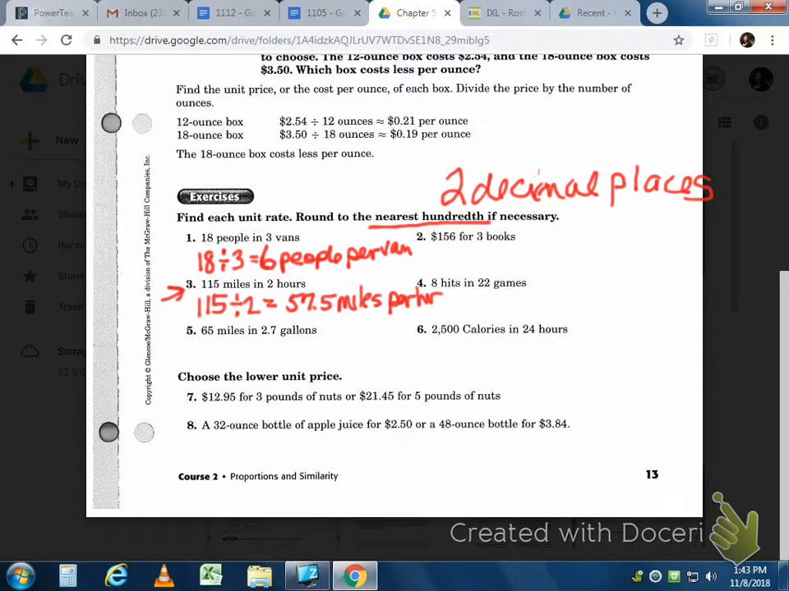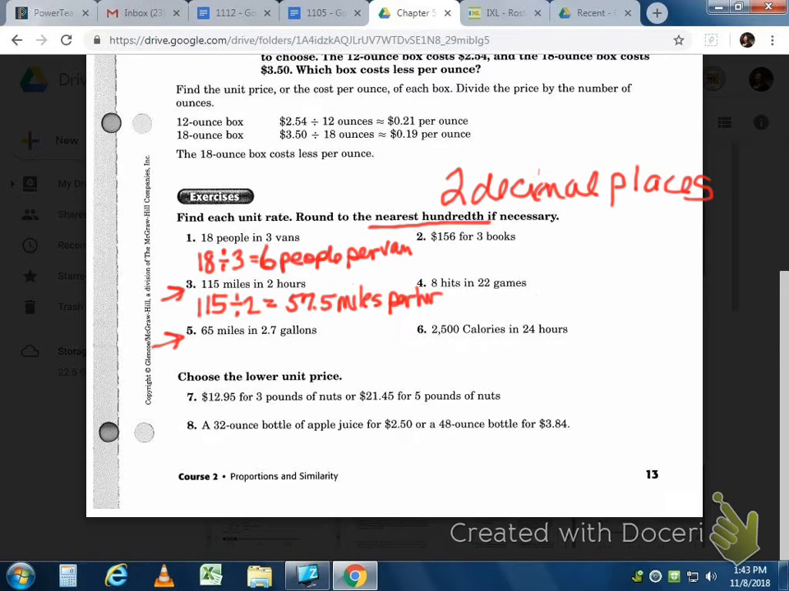And I'm abbreviating that, miles per hour. Actually, does anybody know what the actual abbreviation for miles per hour is? What is it, Caden? It is MPH. Yeah, and I would be okay with that for that one if you wanted to put MPH. Okay.